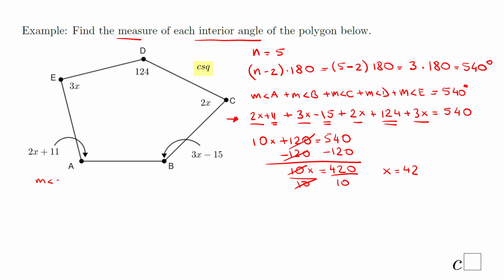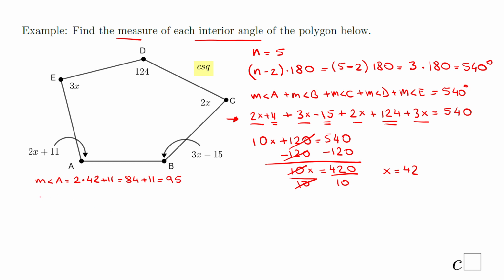Measure of angle A is 2x plus 11, so you're going to have 2 times 42 plus 11. 2 times 42 is 84, plus 11. That will be 95.